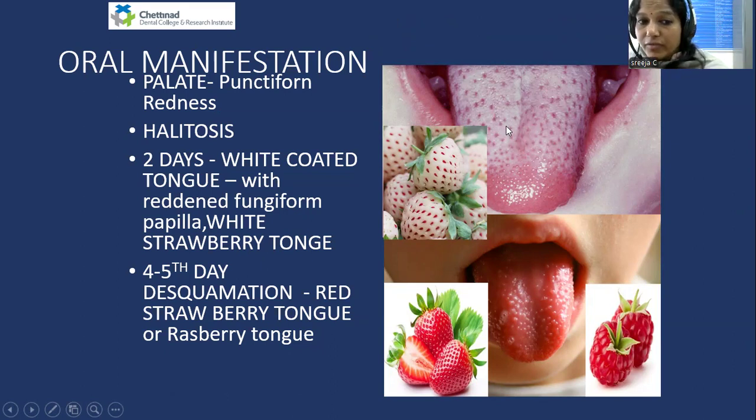After the 4th to 5th day of this white coated tongue, there is a phase of desquamation where this entire white coating is lost, and the child will have a bald tongue with only these papillae on top of it. This is described as the red strawberry tongue or the raspberry tongue because it just looks like a raspberry or a strawberry. Other than this, you will also have punctiform redness on the palate, and the child will have halitosis during the phase of the fever.